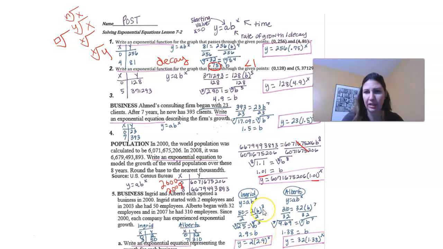Just make sure you do the right root calculation. Hers is to the power of 3 and Alberto's is to the power of 7. And then once you get your two equations, part B says, I think it says find it in 2005. I think it said for both of them.